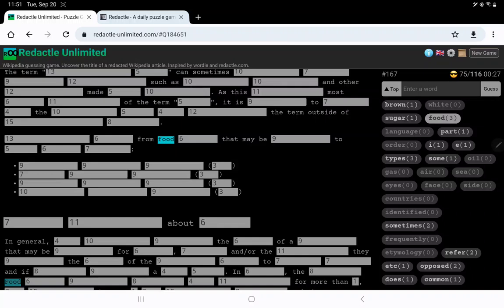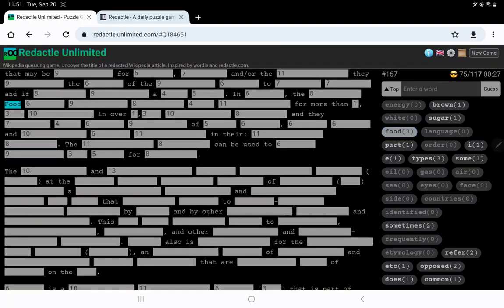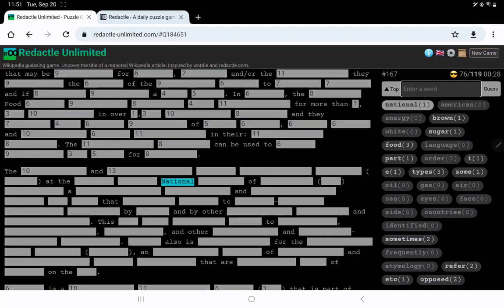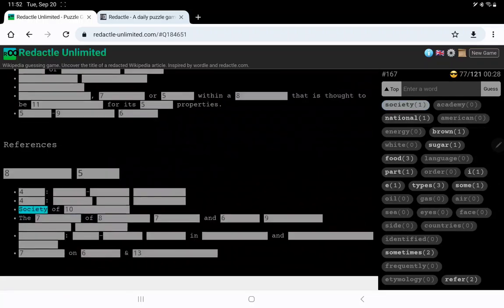13-6 from food 6. Food energy? No, food 13-6 from food 6, that may be 9 to 5-6-7. Okay, let's look at our other food. In 6, the 8 food, food is capitalized here. Maybe the American food? No. Something food, the national. We do have one national. At the 6-6 national 7, National Academy. No, National Society. We do have one society. Society of 10.